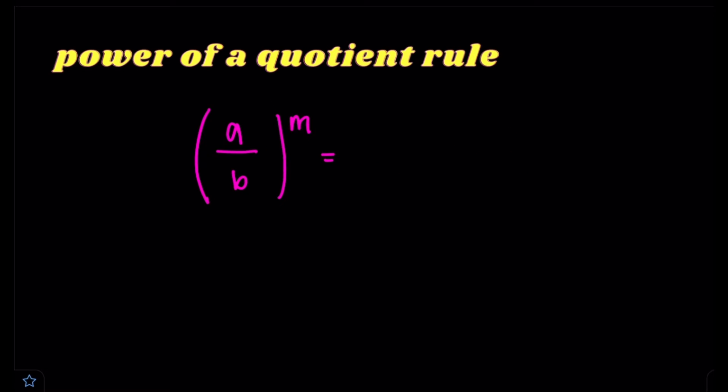For power of a quotient rule, we remember that a over b is one term in parentheses. And remember, if we don't see an exponent, we just assume that the exponent is 1. So it would be a to the 1 over b to the 1, all in parentheses to the power of m. Now we can distribute the m power to each 1, so meaning we would distribute the m to the 1 on the top and the 1 on the bottom. So it would be a to the m over b to the m. And that is our final simplification.